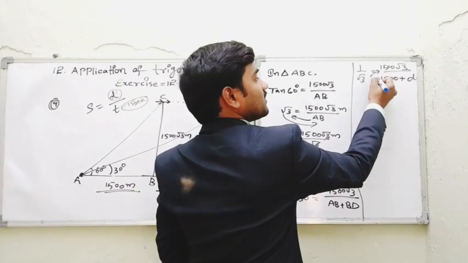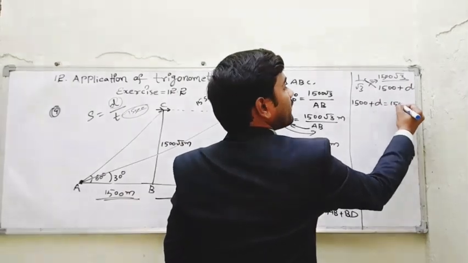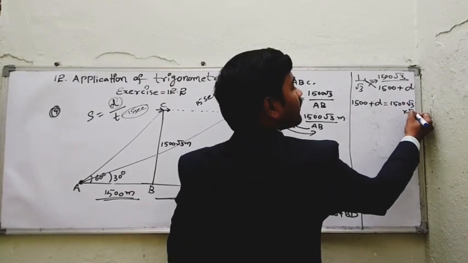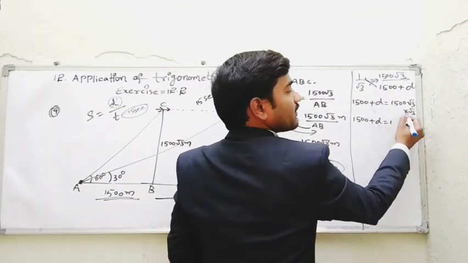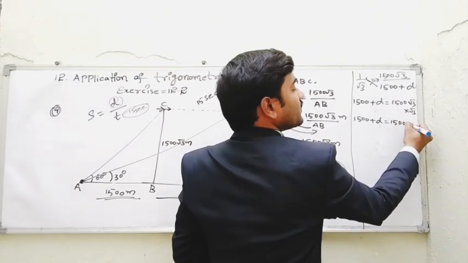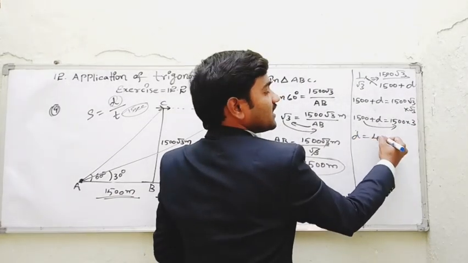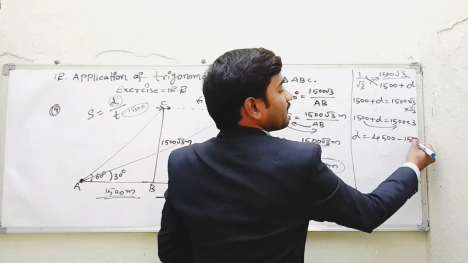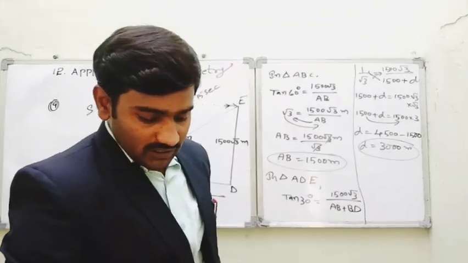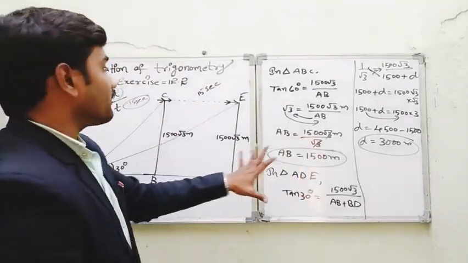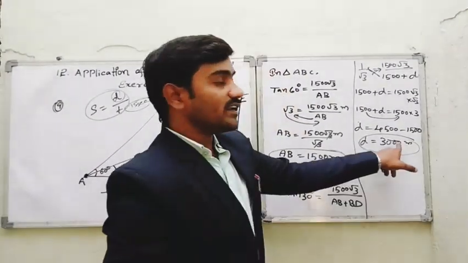Now we do cross multiplication. 1500 plus D equals 1500 root 3 into root 3. Root 3 into root 3 is 3, so 1500 plus D equals 1500 into 3. Transferring 1500 to this side, D equals 4500 minus 1500. Hence D equals 3000 meters. So we got the D value. We'll substitute it to find the jet plane speed. Speed equals distance by time.